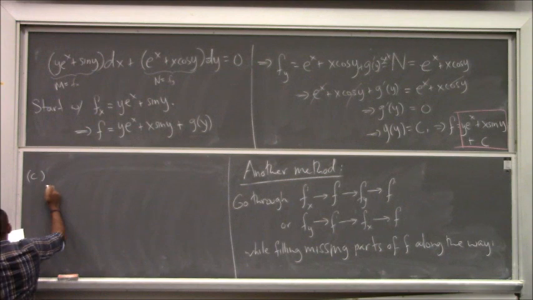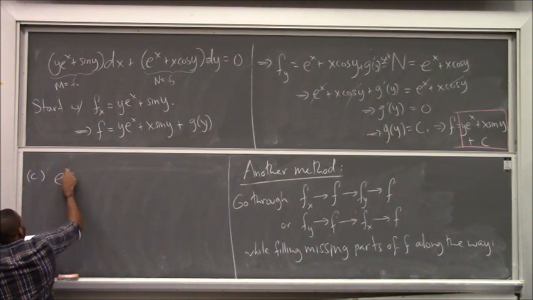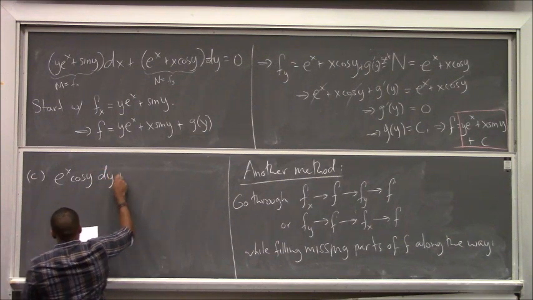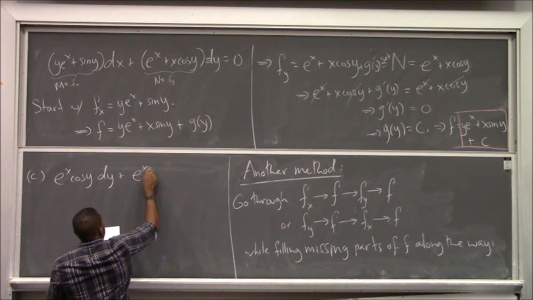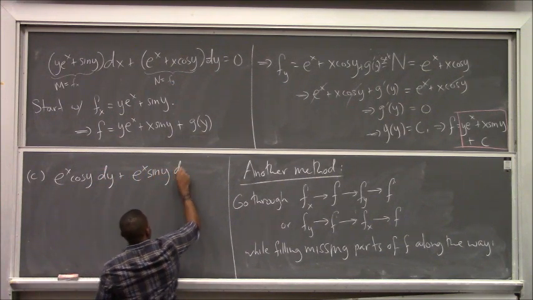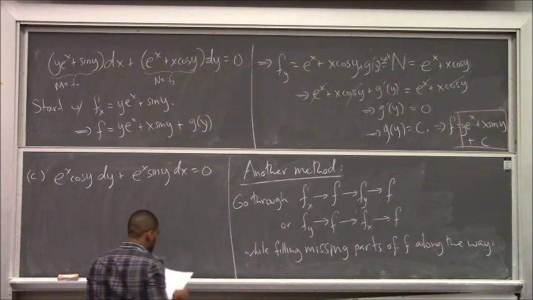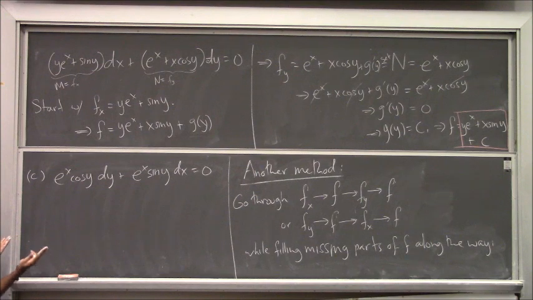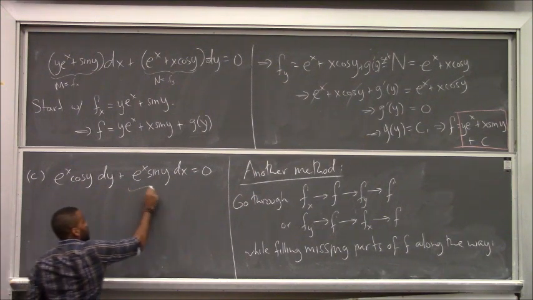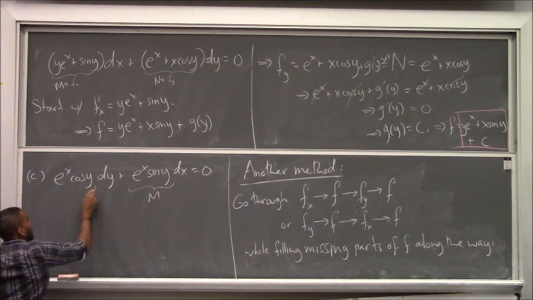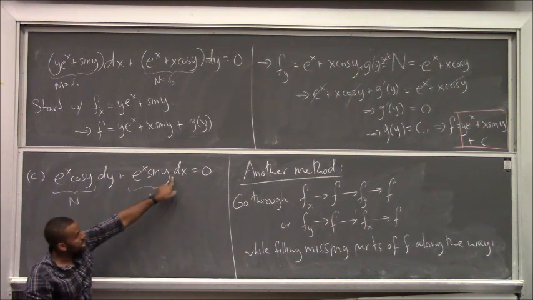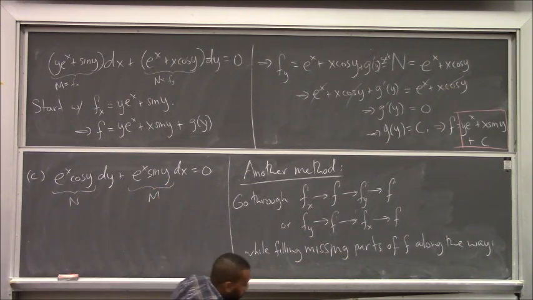Let's see. Is that the e to the x cosine y? That was definitely one of them. Let's actually do that one. And again, I changed the order just to trick you. Of course, that's your M here, that's your N, don't get them mixed up. By our formulation, M is always the guy attached to the dx, that's important.